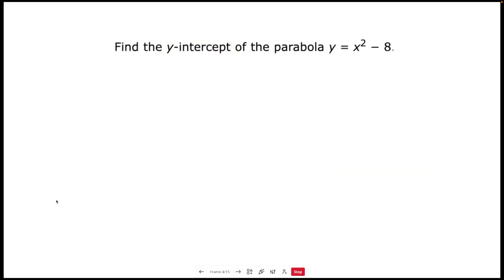So in the last lesson, they gave us a graph and they said find the y-intercept. And you just have to sort of look at the graph. Well, here, what happens when they don't give you a graph? In this problem, the parabola is just the shape of a U or an upside down U. Quadratics are shaped like parabolas.